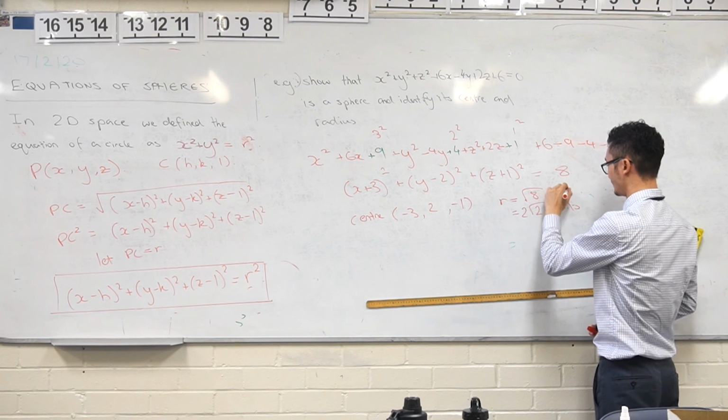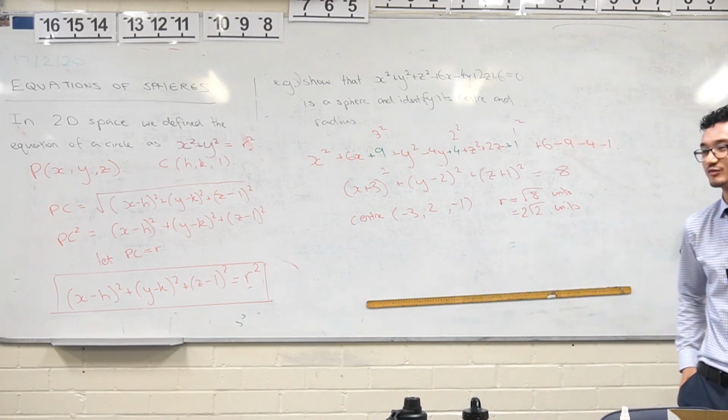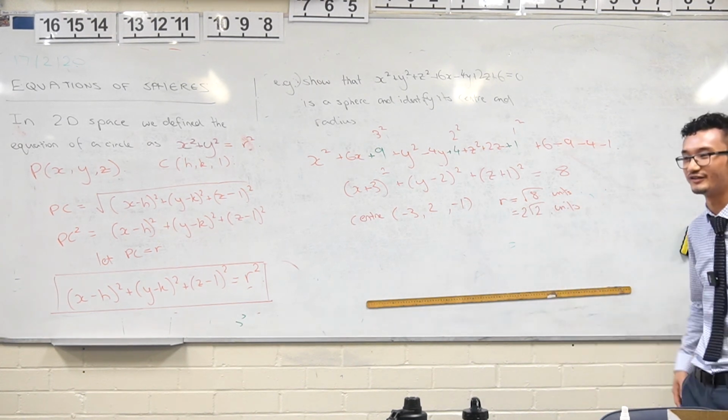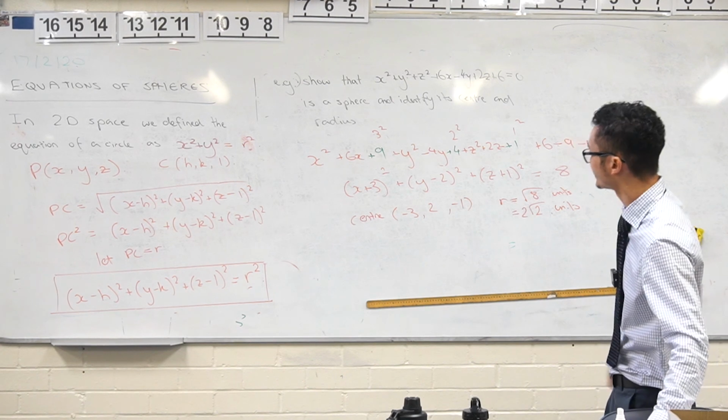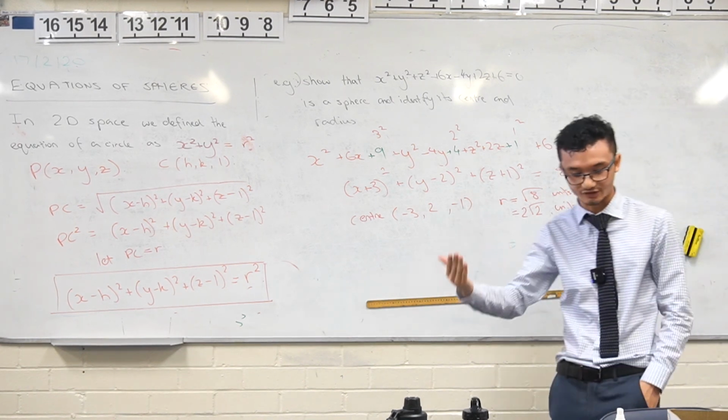Would they want 2 root 2? I don't know necessarily. That's probably a simplified value. I'd be surprised, you wouldn't be marked down on a root 8 kind of answer, right? So that's the question. If we want to show an equation is in the form, completing the square is a step we need to use.